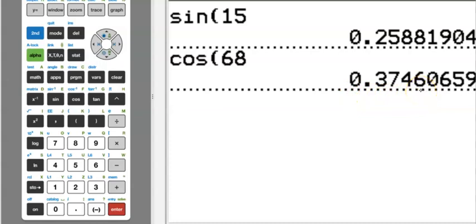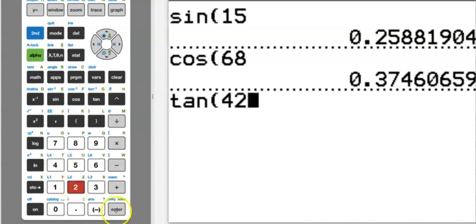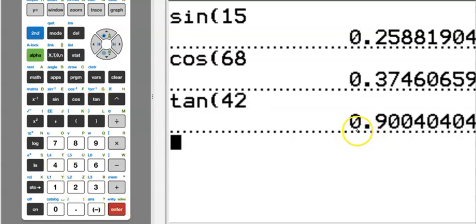And then for number 6, the tangent of 42, we hit enter, we get 0.9004. Again, we look to the right, that 0 means it's going to stay the same. So on our paper, we should write down 0.9004. That is where those buttons are on the calculator.